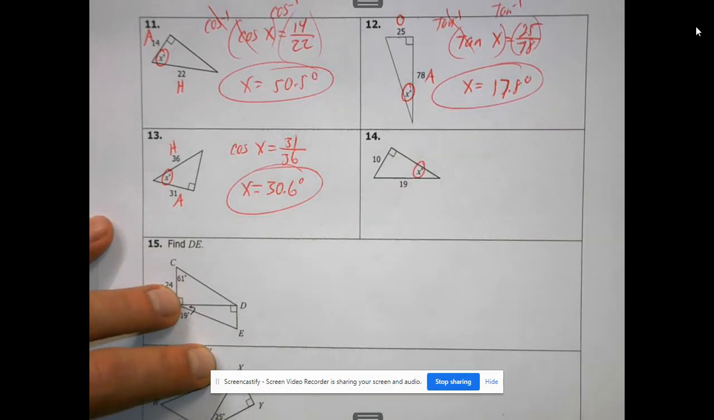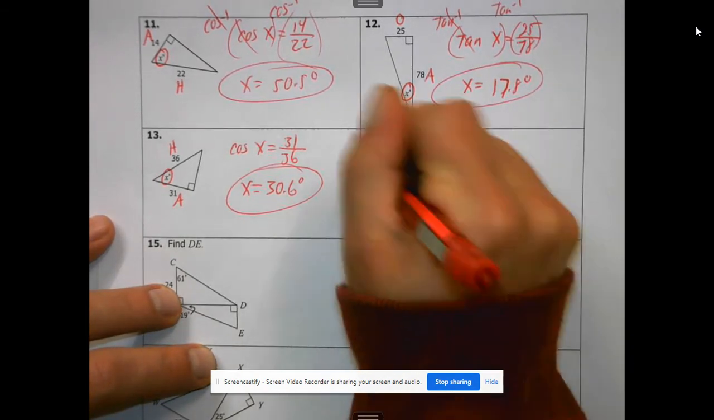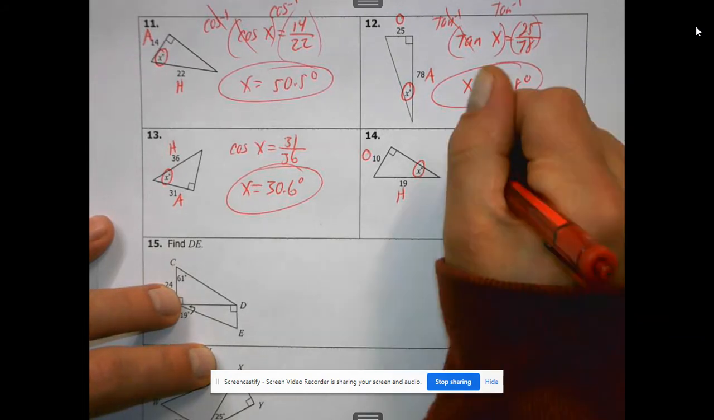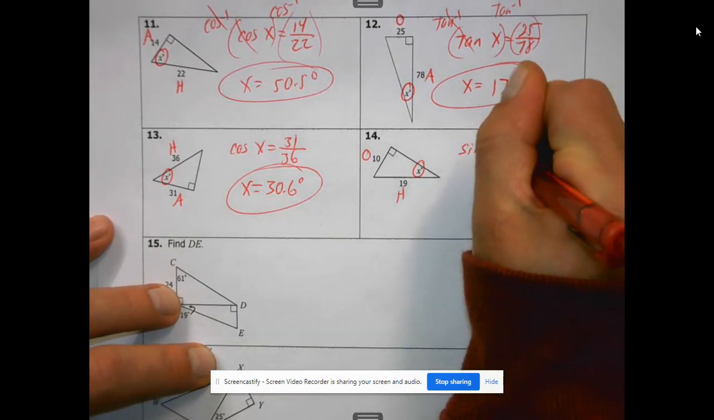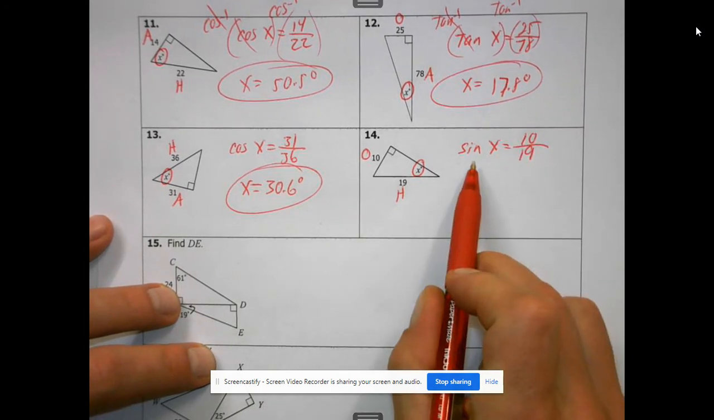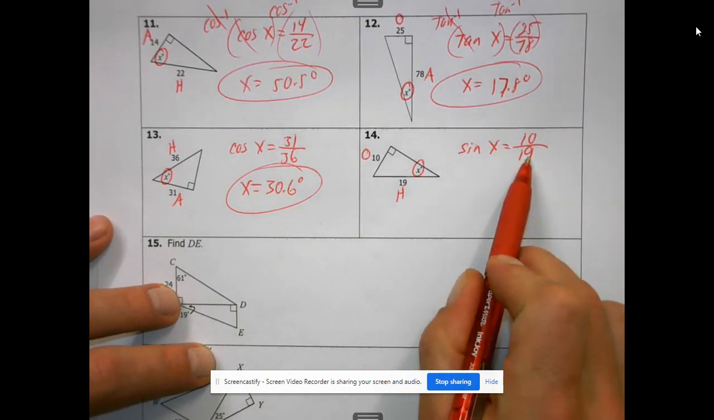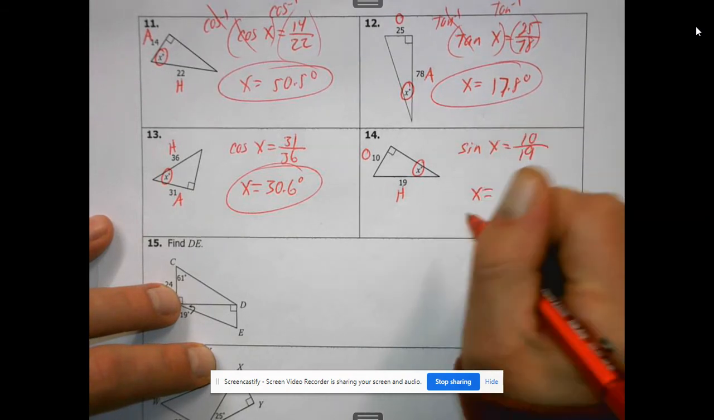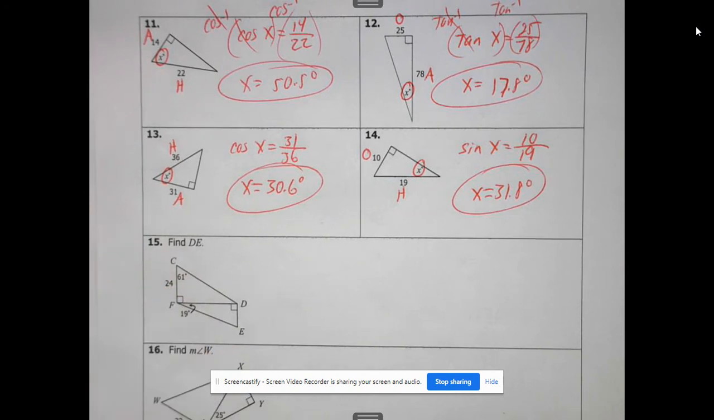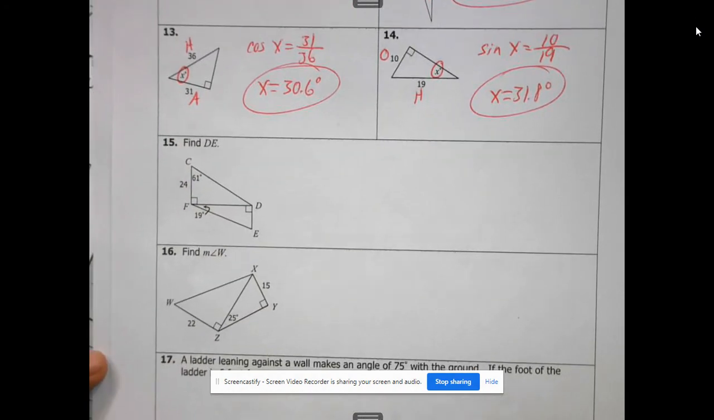14, missed another angle. 19 is hypotenuse. 10 is your opposite. O and the H, sine. Sine of x, opposite 10, hypotenuse 19. Type in second sine, 10 over 19. If you do that, 31.8 degrees. A couple tricky ones.